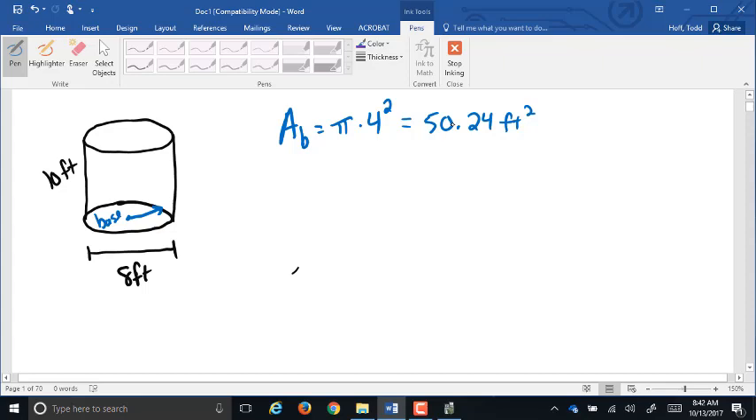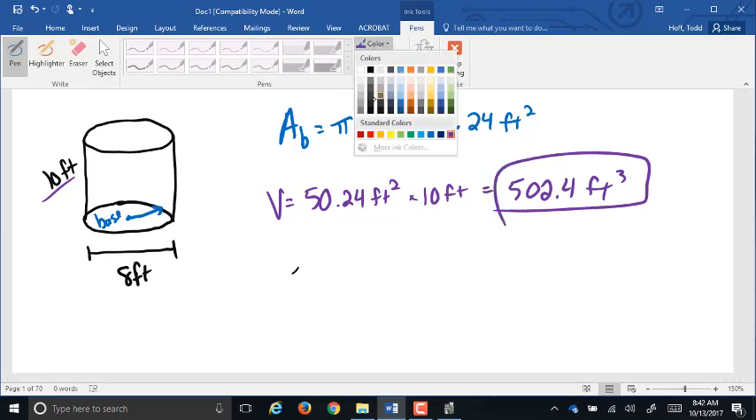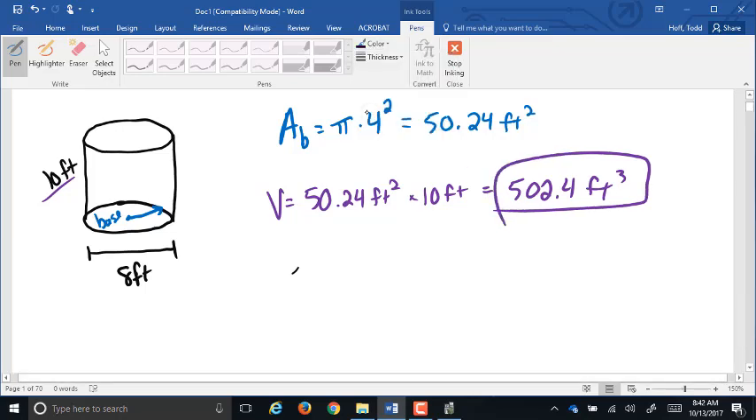How do I find my volume? Multiply that by my height of 10. So 502.4 feet cubed. Use the pi key. So you can see that formula, area of a base times a height, applies to pretty much anything.